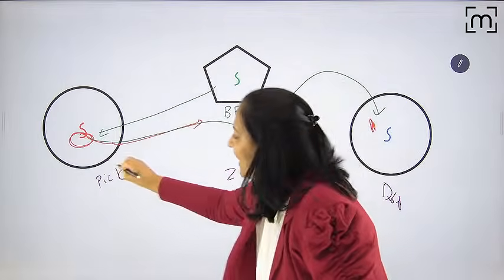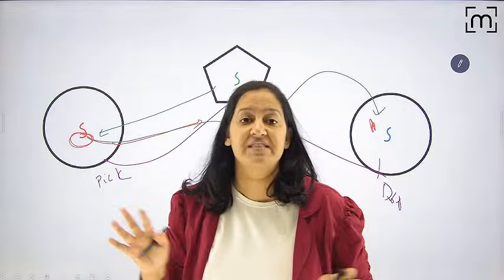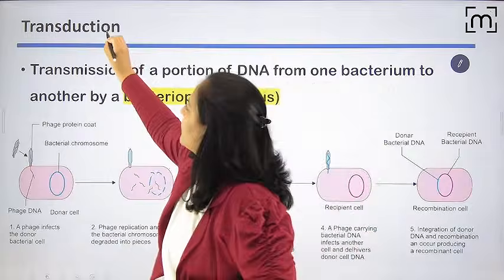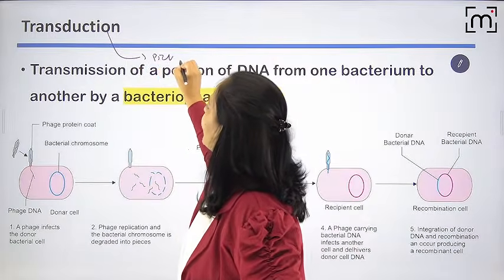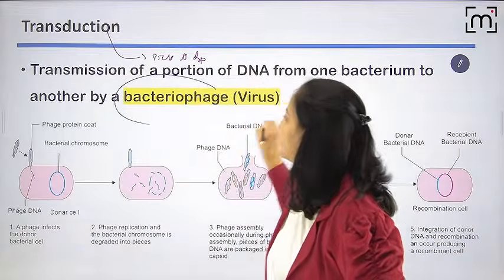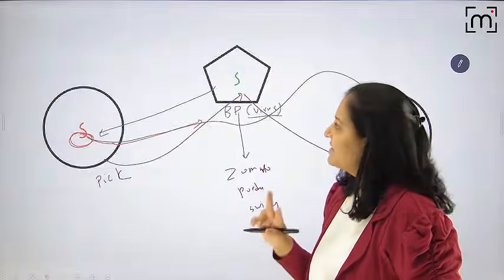Picking the nucleic acid, dropping it here. Picking the genetic material, dropping it here. A pick and drop service, with nothing of its own involved. So this pick and drop service is known as transduction. The other name of transduction is pick and drop. You can remember Swiggy and Zomato. Here we have a bacteriophage doing this transfer. You can see this image, it's the same. Got it? That is the second way.